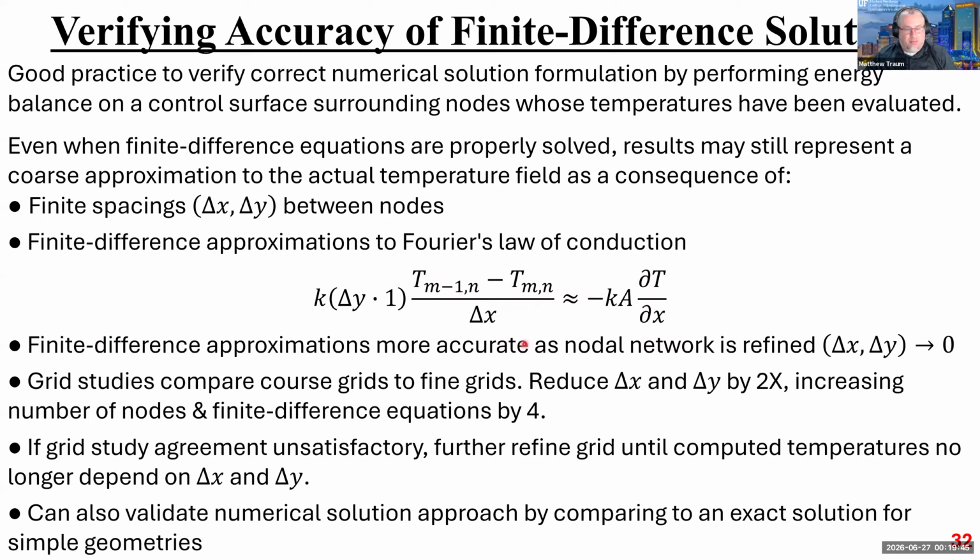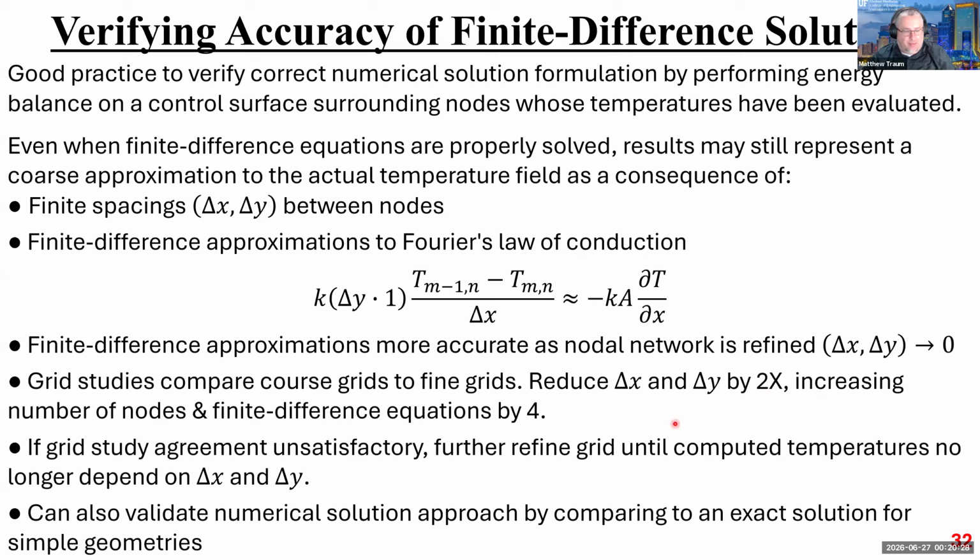Finite difference approximations are more accurate as the nodal networks become refined. So as delta x and delta y get smaller, you get a more accurate answer. I say here, grid studies compare coarse grids to fine grids. Okay. So how do you know that you've actually converged to the final solution, or at least a solution that's good enough? So there's a technique called a grid study. And what you do in a grid study is you just reduce delta x and delta y by a factor of 2, right? So reduce delta x, delta y by a factor of 2, resolve the entire network again, and then check the same points on the coarser mesh versus the finer mesh.